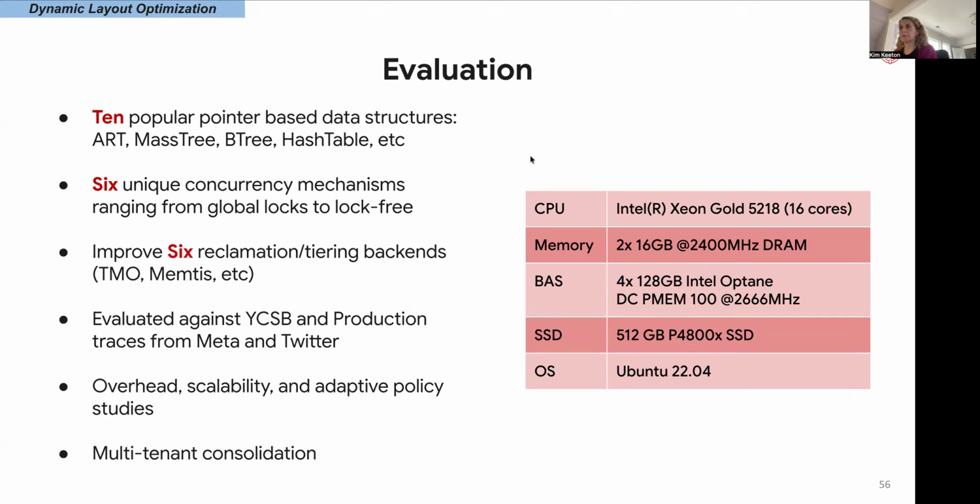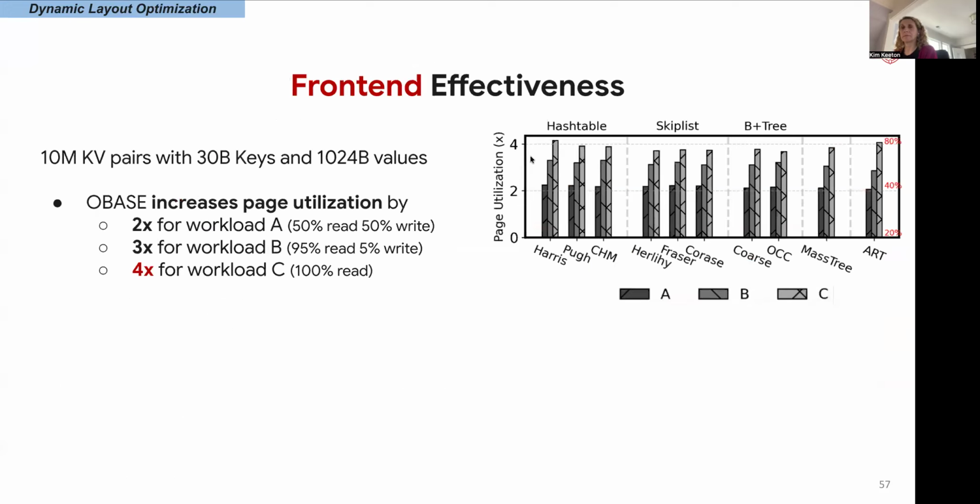We evaluated with both YCSB and production traces from Meta and Twitter. We study the overhead, scalability, and also the adaptive policy on how the cold threshold changes. Finally, we also show that if we can consolidate all the applications into a single machine, you can potentially have multiple applications running on the same machine without performance degradation. I'm going to focus on one or two results, depending on time. I don't have a lot.